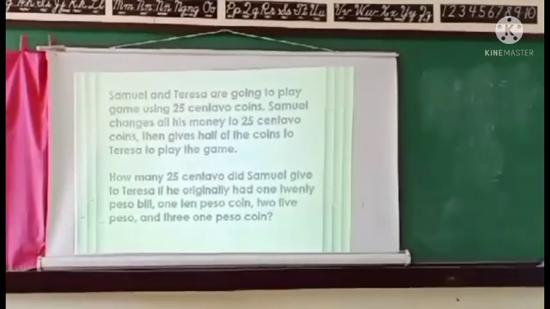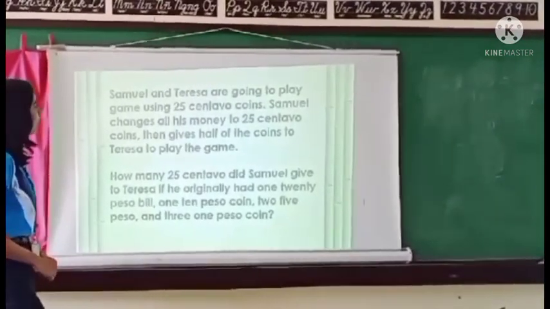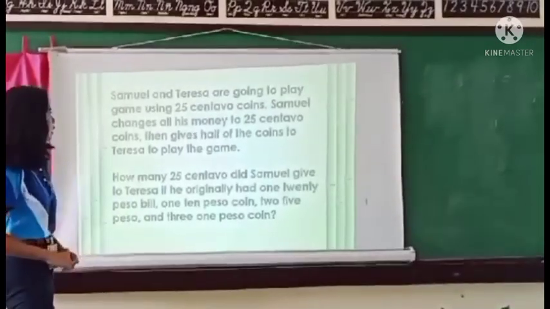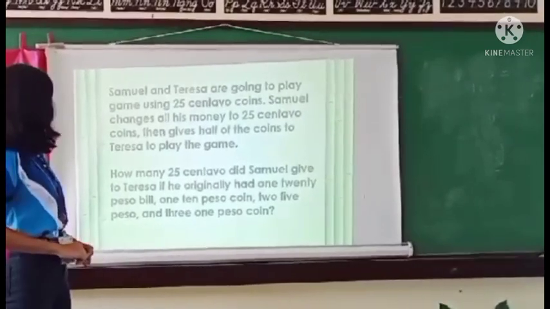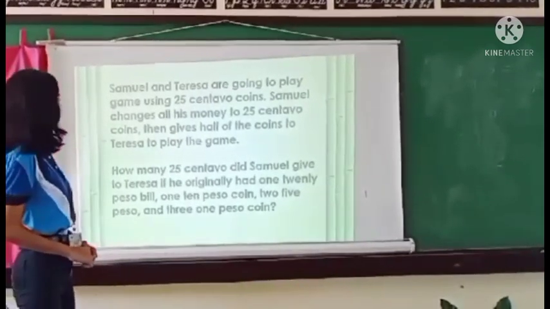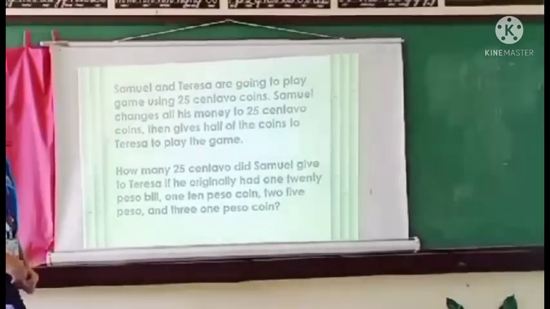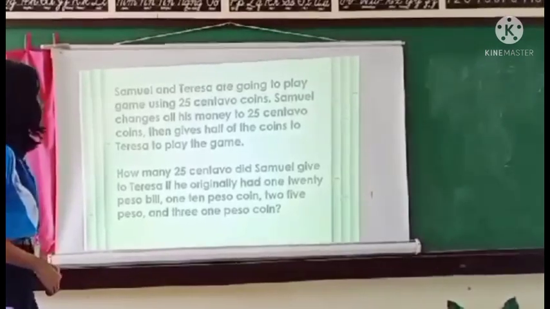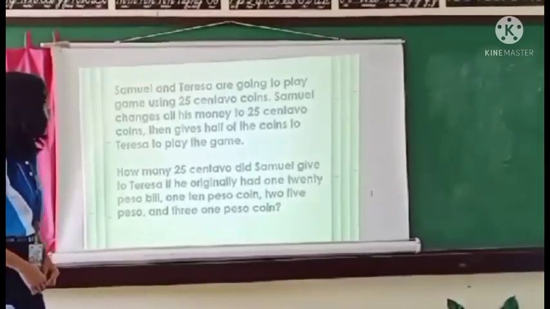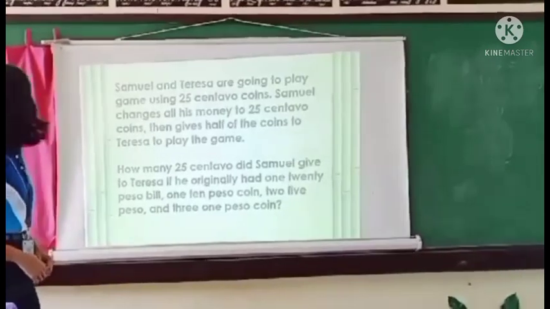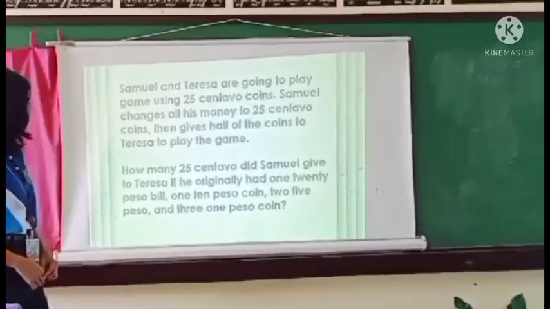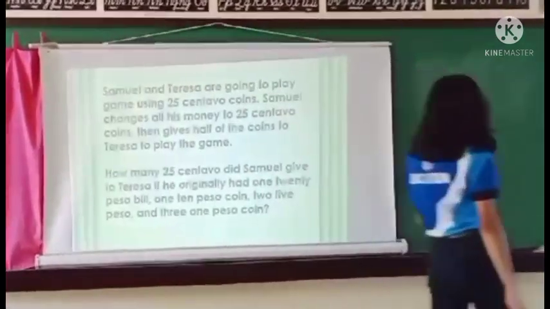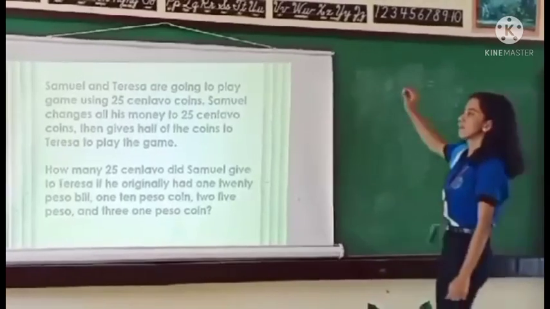Okay, the question is, Samuel and Teresa are going to play a game using 25 centavo coins. Samuel changes all his money to 25 centavo coins, then gives half of the coins to Teresa to play the game. Now, how many 25 centavo coins did Samuel give to Teresa if he originally had one 20 peso bill, one 10 peso coin, two 5 peso coins, and three 1 peso coins? Okay, to get the answer, you need to state the following solution.